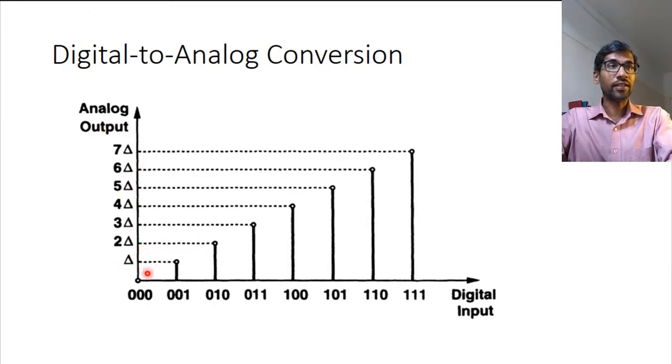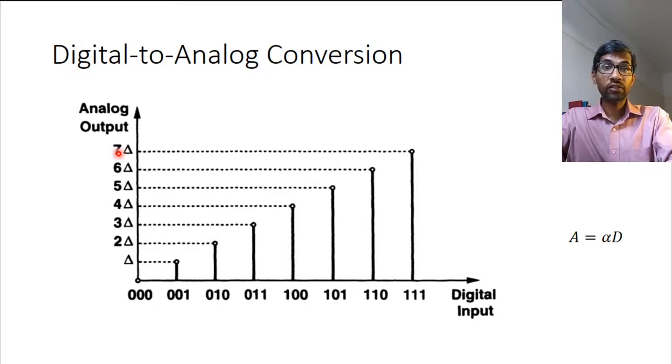Usually, this digital to analog conversion can just be depicted by a multiplication with a constant. So the analog value A is equal to some constant times the digital value. For example, here, the digital value 1 is converted into some analog value called delta, and the digital value 2, which is 010, is converted into 2 delta, and so on.